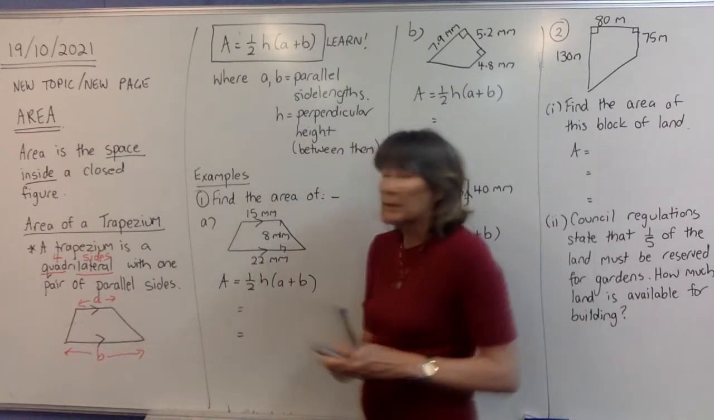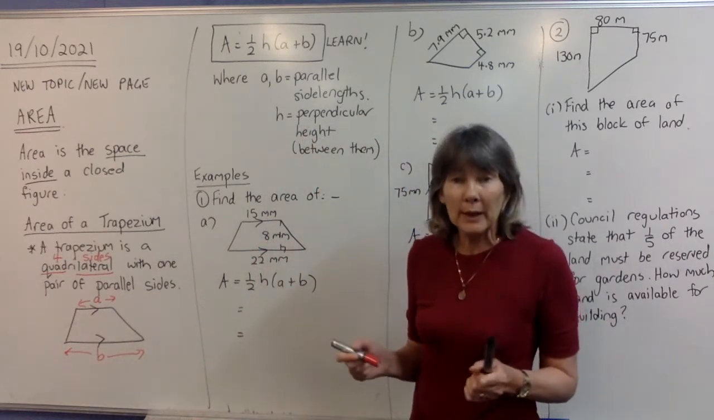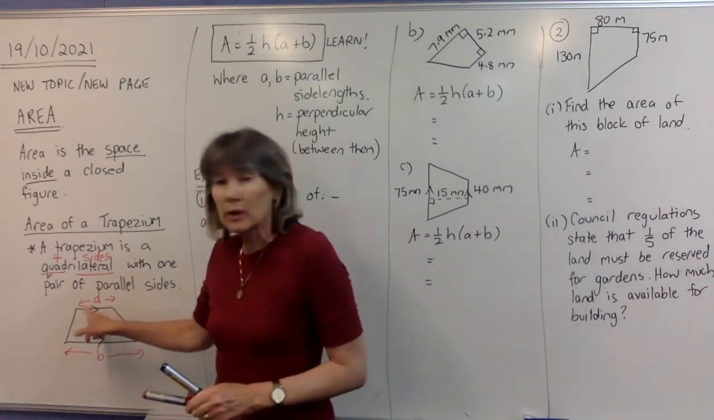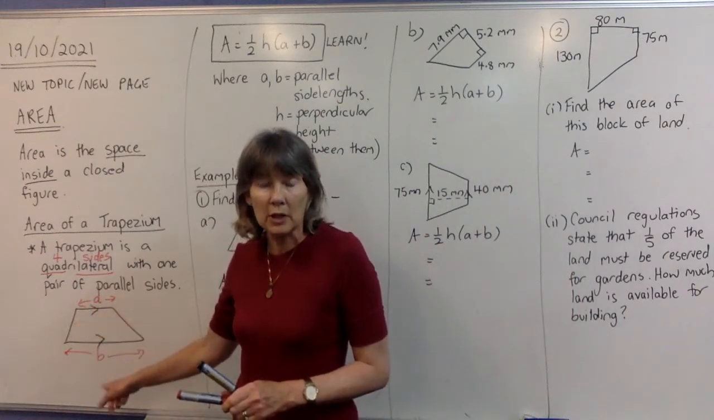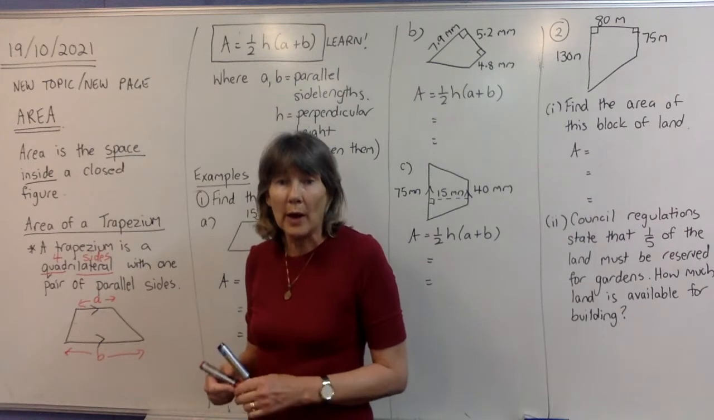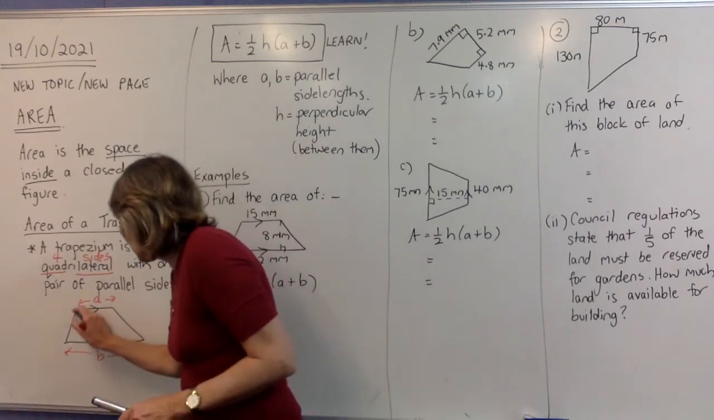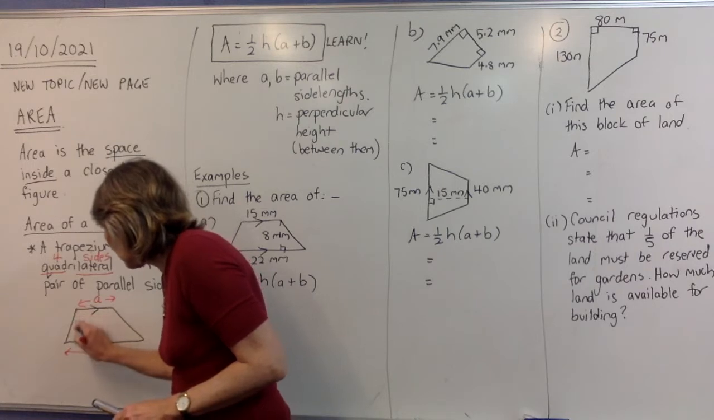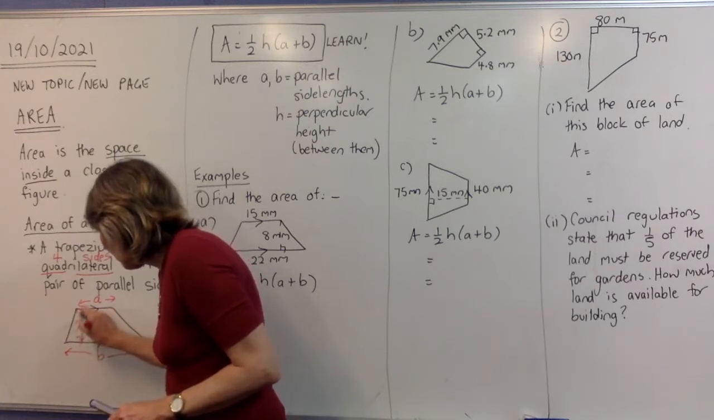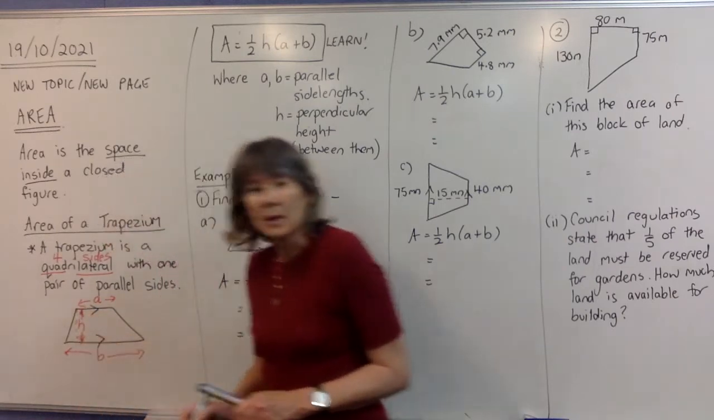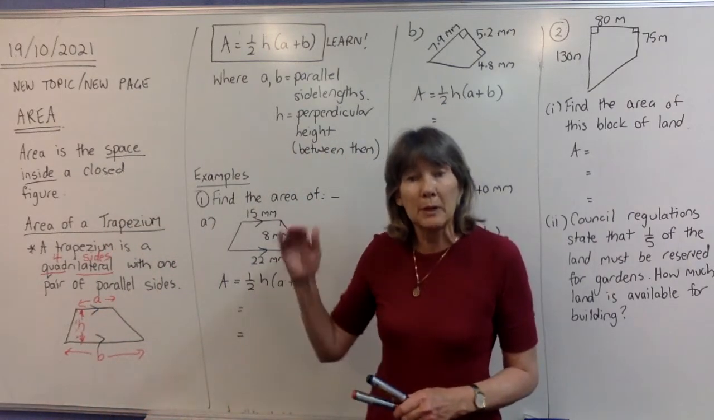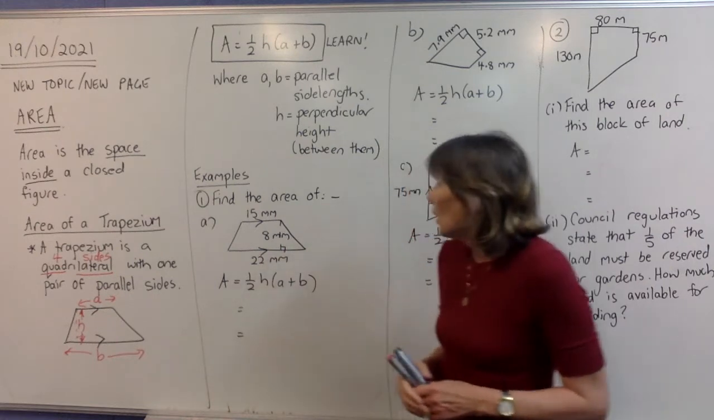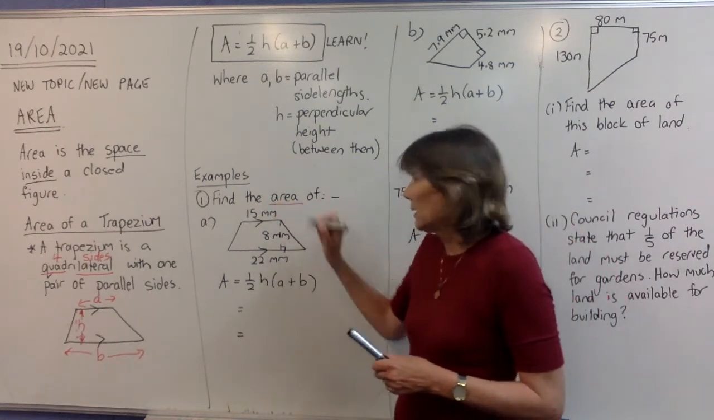Now the H is the perpendicular height between the parallel sides. So we're going directly from one of these parallel sides to the other and creating a right angle with them. We could put it down like this, and we'll say that's H, from there to there. So that's your perpendicular height between the parallel sides. Alright, so we're going to try some examples here.